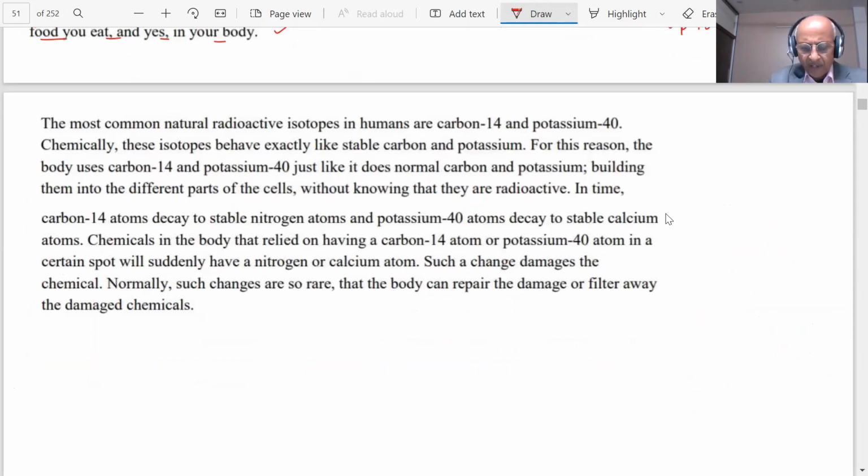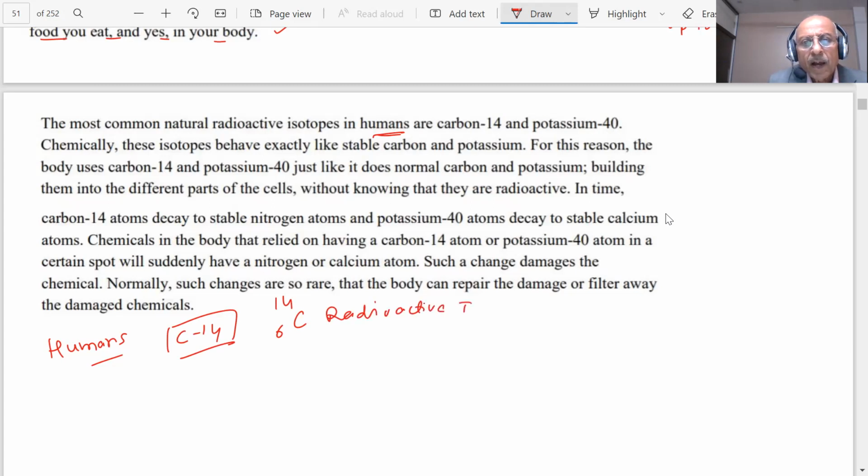The most common radioactive isotopes in humans. We are humans. What are those? Carbon-14. This, I just told you, is a radioactive isotope of carbon. And it will decay. It is unstable, student. And then it will decay. This is called radioactive decay. One is carbon-14 and the other is potassium-40.